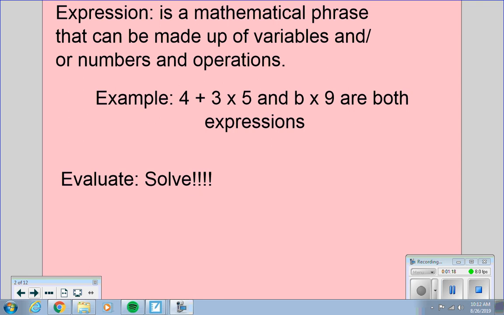Made up of variables. Operations mean add, subtract, multiply, divide. And the word evaluate means to solve.